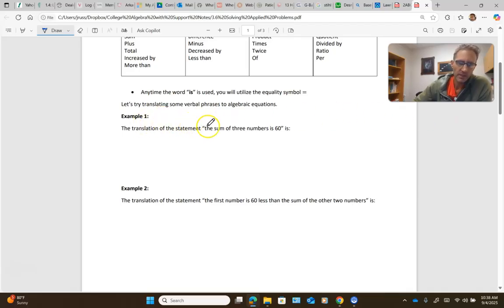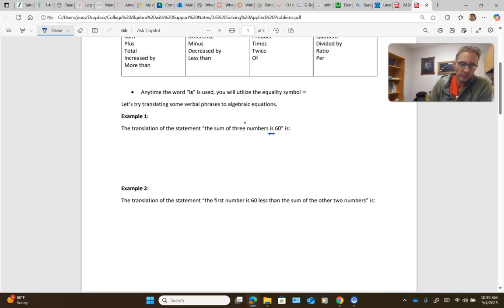The translation of the statement, the sum of 3 numbers is 60. So in other words, we need to translate this verbal phrase into a mathematical statement, algebraically. Well, the sum connotes addition, so we know we're going to be adding. We see the word is in here, so that means we're going to be using that equal to operator. And then 60. The issue is we don't know what those three numbers are, so we're going to utilize or employ three different variables.